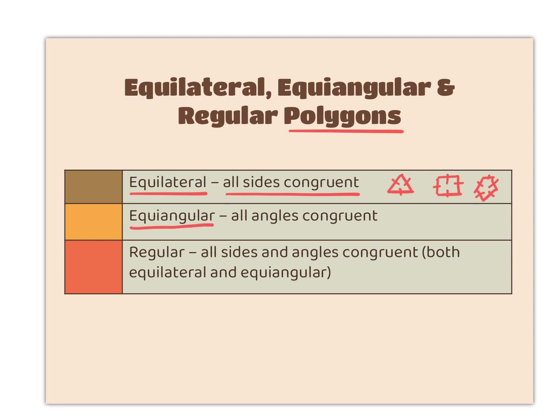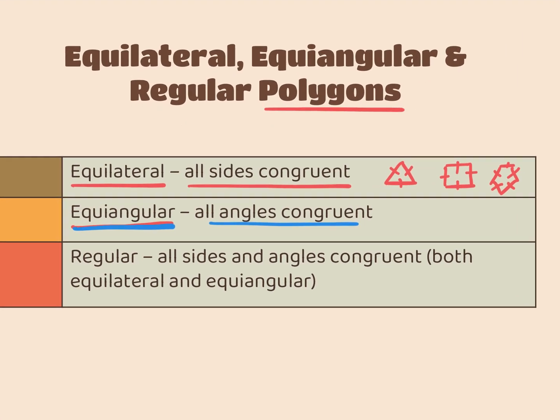Equiangular means that all the angles are congruent. So in other words, in those same shapes, if they were equiangular, these 3 angles in blue would be the same, or these 4 angles in blue would be the same, or these 5 angles in the pentagon would be the same. Okay? And so if we happen to have both an equilateral and an equiangular polygon, we have a shape that's called regular. And a regular shape is one where all sides and angles are congruent.